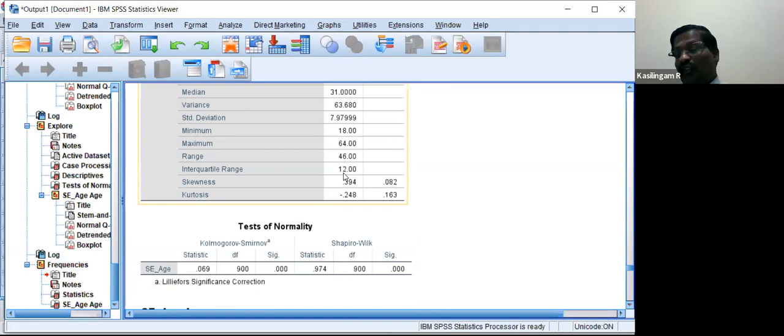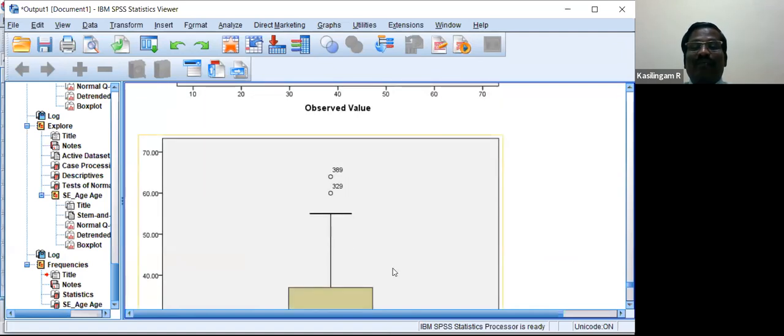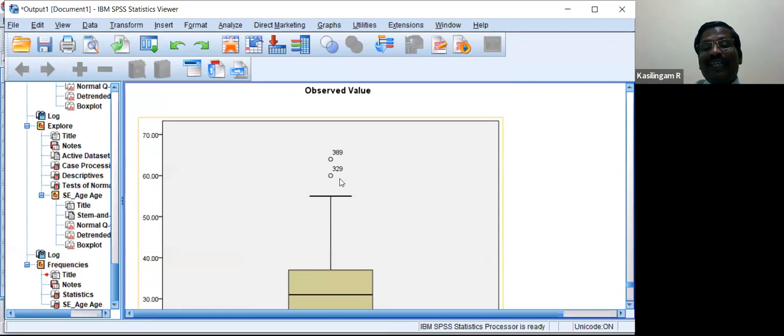Very good. So now you have to note these values down, including the interquartile range. One more interesting thing I am going to tell: here you can see these two values are outliers. By looking at the box plot, we can already identify the outliers. These two are outliers.